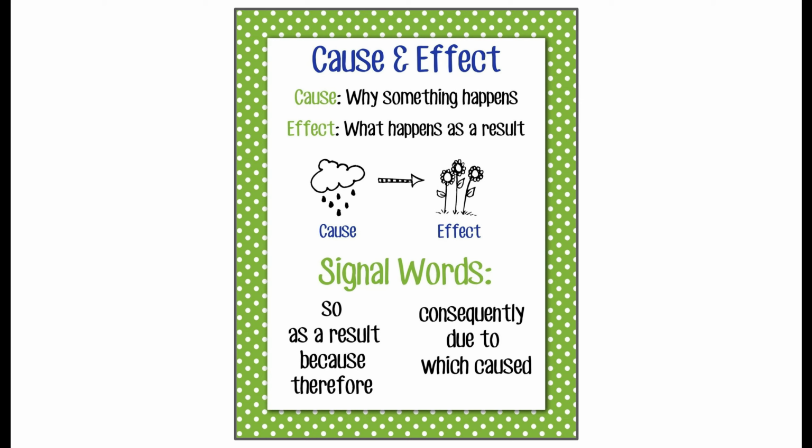There are signal words that authors use to help identify the cause. They include so, as a result, because, and therefore. Signal words that can help you identify the effects include consequently, due to, which is caused. Using a graphic organizer can help us better understand cause and effect relationships.